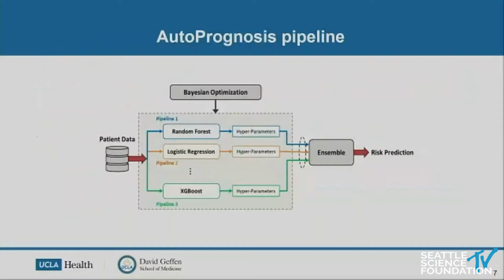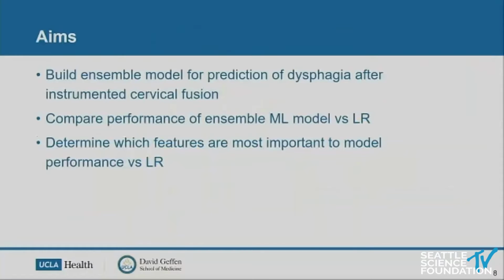And so this is that pipeline in which all the patient data is fed into the computer, and it's able to look at all the variables and put them all together for some sort of risk prediction. So we wanted to build this ensemble model and predict dysphagia, and then again compare the performance with logistic regression, see which features are important, and compare and contrast.